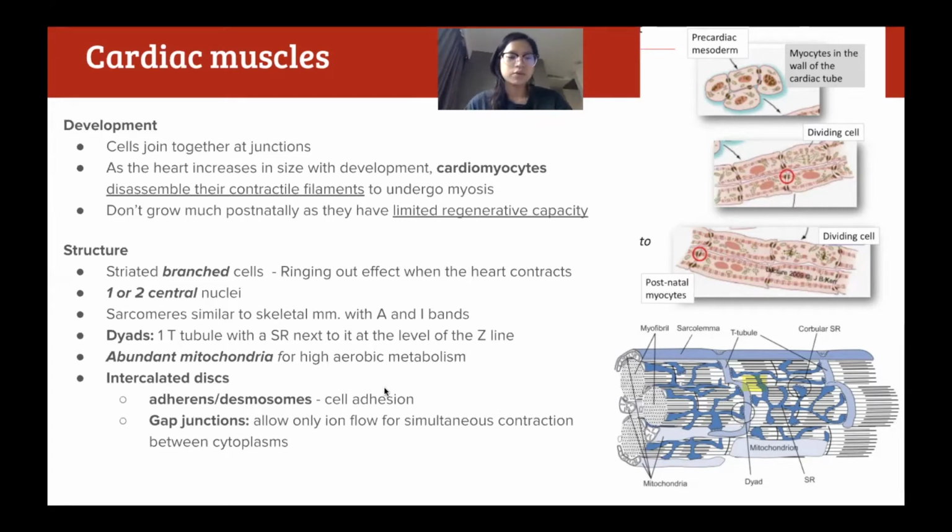And they have intercalated discs. If you remember from histology, you learn how different cells are joined. They have adherens junctions and desmosomes, which allow the cardiomyocytes to stick together, so basically the heart doesn't fall apart. Then they have gap junctions, which are pores in the cell that allow connection between the cytoplasms of adjacent cells. This allows ions to flow through them, but not other things. Only ions can flow through them, and this allows the heart to contract simultaneously.